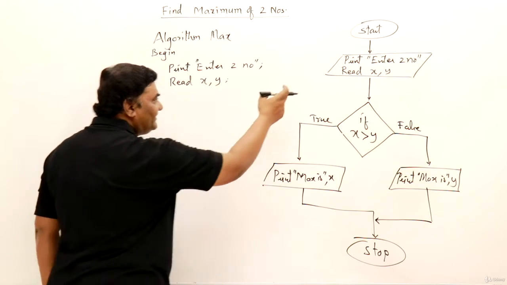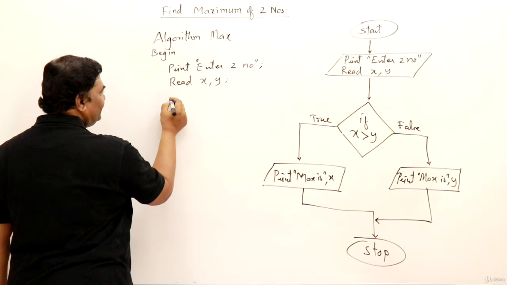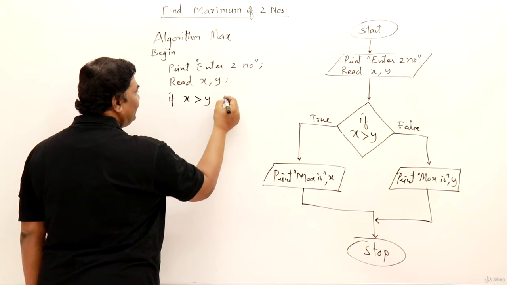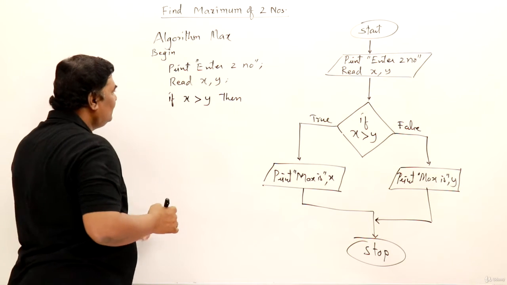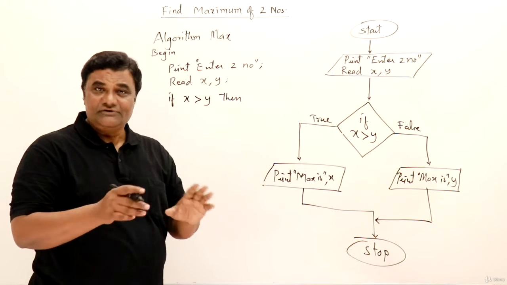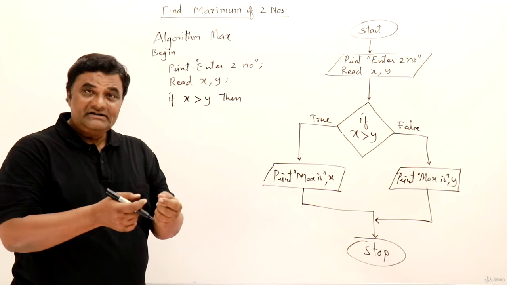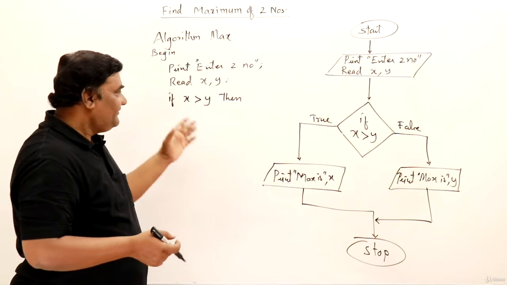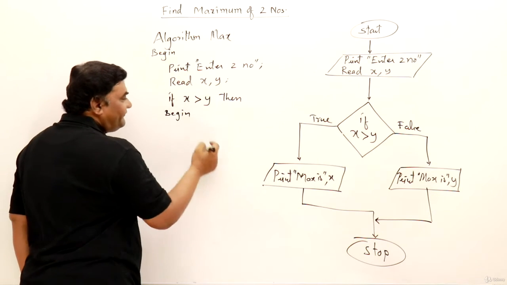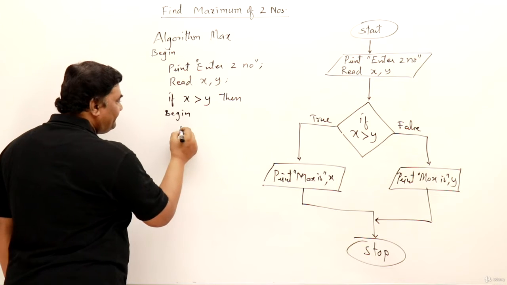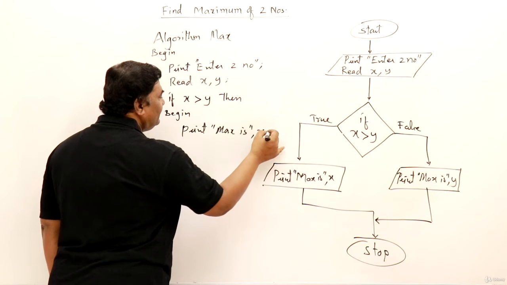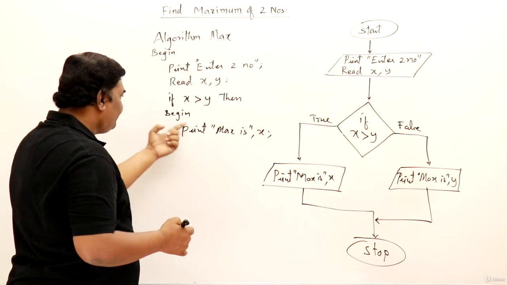Then afterwards, if is there. So watch this carefully. If x is greater than y, then. I have written then also. So it's a choice. If you don't want to write then, you can skip it also. But it looks like an English statement. If x is greater than y, then begin. So what is there inside if? We have to print this one. So print max is x. That's it. So this is end of if block.